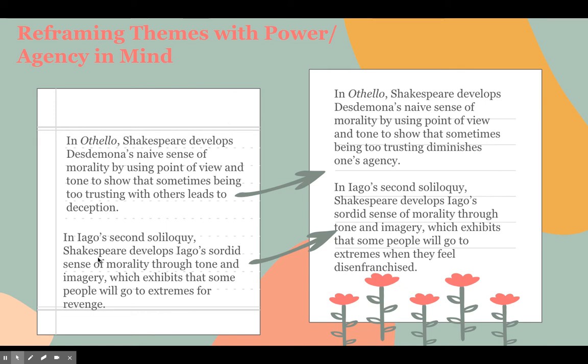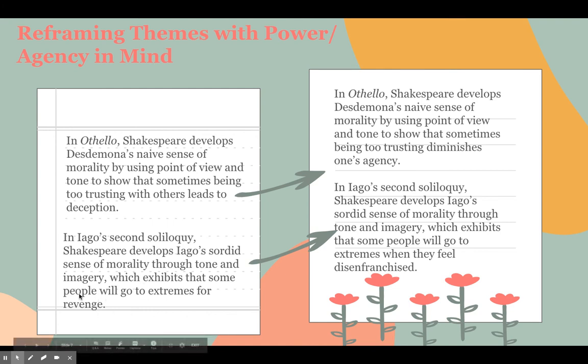In Iago's second soliloquy, Shakespeare develops Iago's sordid sense of morality through tone and imagery, which exhibits that some people will go to extremes for revenge. Instead, I said, which exhibits that some people will go to extremes when they feel disenfranchised. So now it's not just about the personal idea of revenge, but it's about the more universal idea of losing power. Iago feels like he is losing power. He wanted this position, he didn't get it. He feels like other people are having more power than he does and he feels powerless. And that is what is maybe spurring all this on.